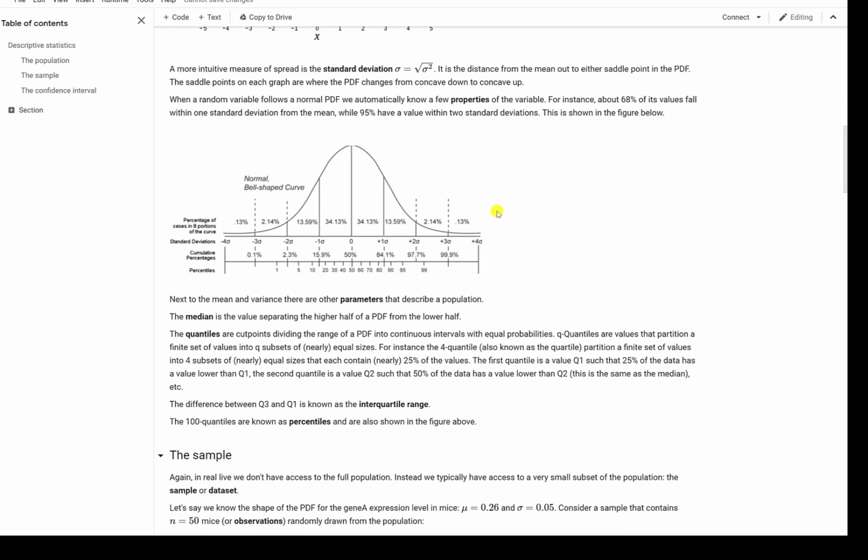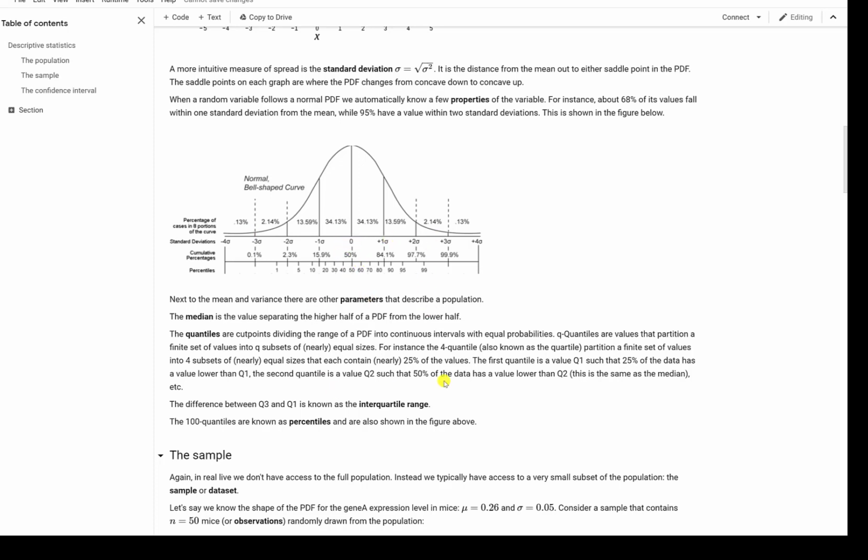Okay, so there are some other parameters that describe a population, and it's maybe important to mention that these descriptive statistics that describe a population are known as parameters. Okay, and so the median is also a very well known one. The median value is the value where 50% of all the values of the random variable have a value lower than that value, and 50% have a value higher. So that would be this 50% here.